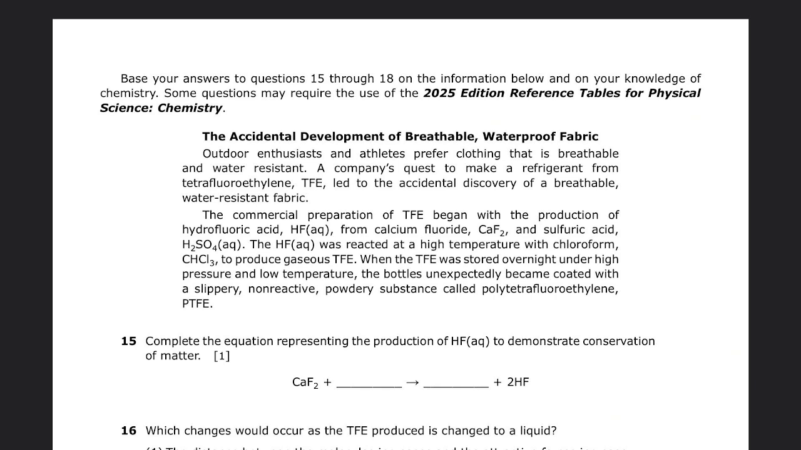fabric. The commercial preparation of TFE began with the production of hydrofluoric acid, HF, from calcium fluoride, CaF2, and sulfuric acid, H2SO4. The HF was reacted at a high temperature with chloroform, CHCl3, to produce gaseous TFE. When the TFE was stored overnight under high pressure and low temperature, the bottles unexpectedly became coated with a slippery, non-reactive, powdery substance called polytetrafluoroethylene, also known as PTFE.